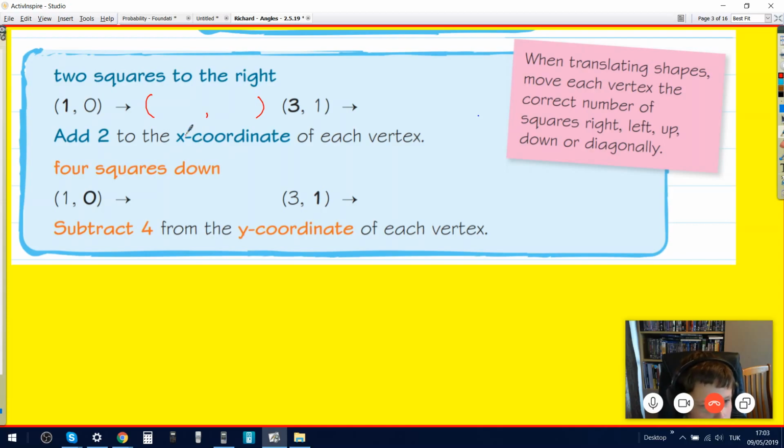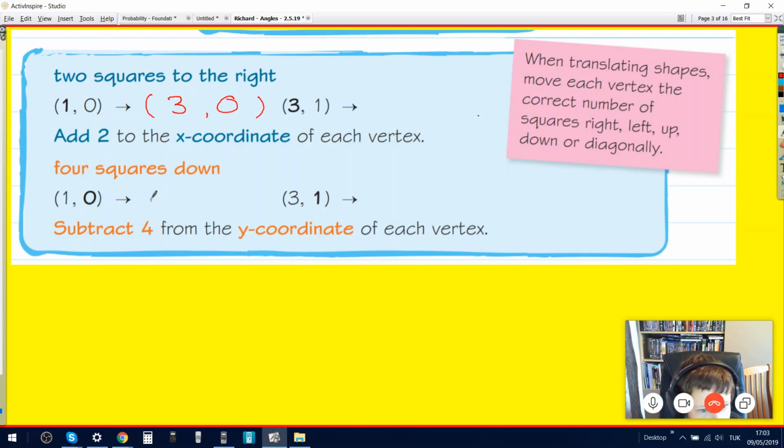So 2 squares to the right. So 1, 0. That would be, I think, 3, 1. And why did it become 1? Because, wait, no, it must be 3, 2. Wait. So the second number tells you how many up or down you are. Oh, okay. So it's 3, 0.